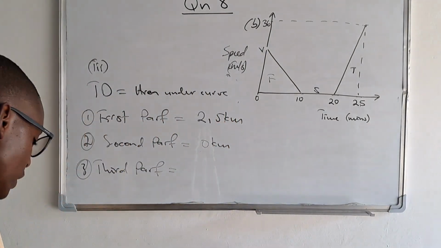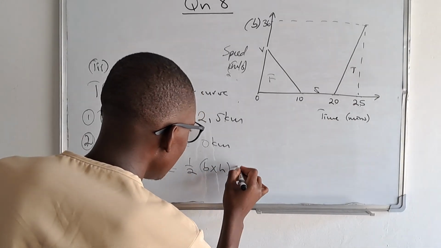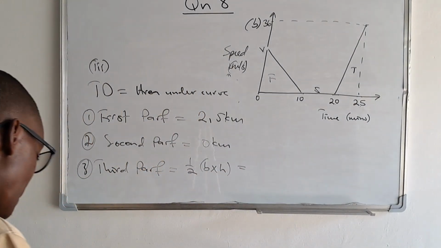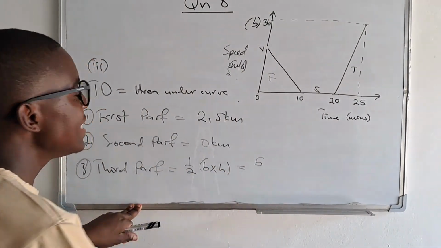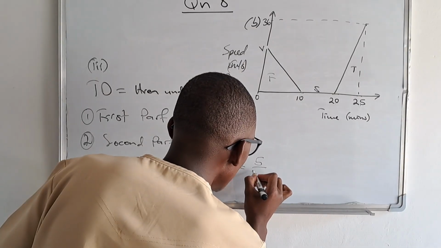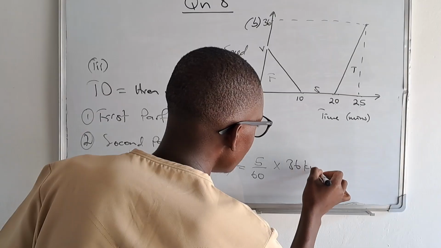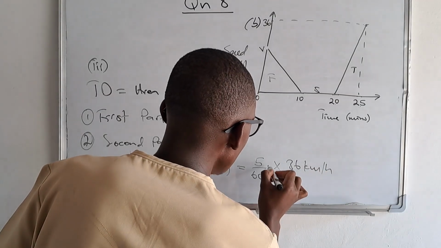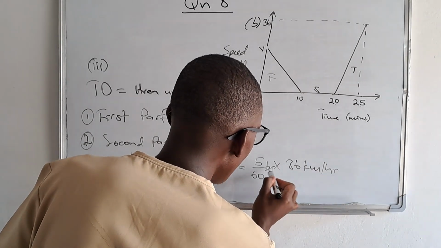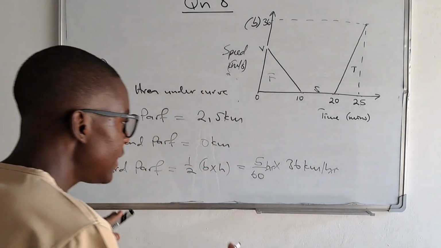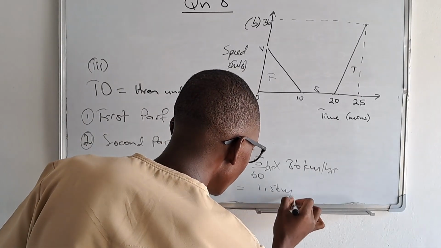Since it's a triangle, what are you going to do? You are going to say half base times height. What is our base? Our base will be 5 minutes. But remember, 5 minutes, we need hours. Since it's hours, it will be over 60, times our 36 kilometers per hour. This one is in hours, this was in hours, so the hour and the hour will cancel each other. Then we are going to get 1.5 kilometers.